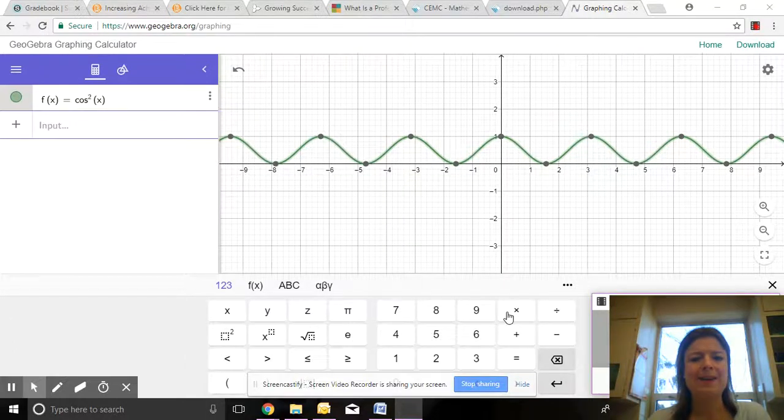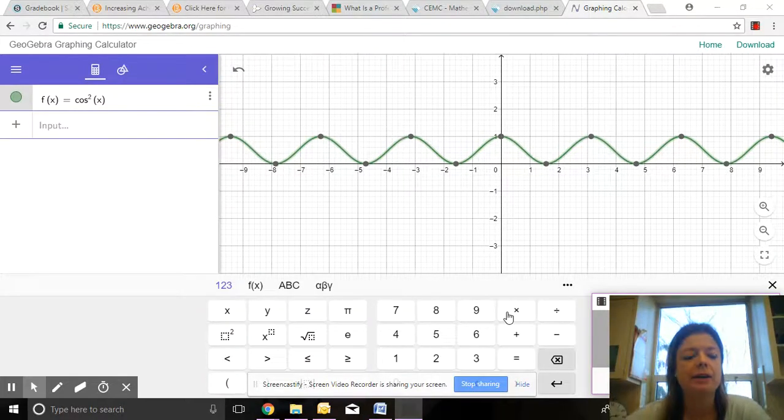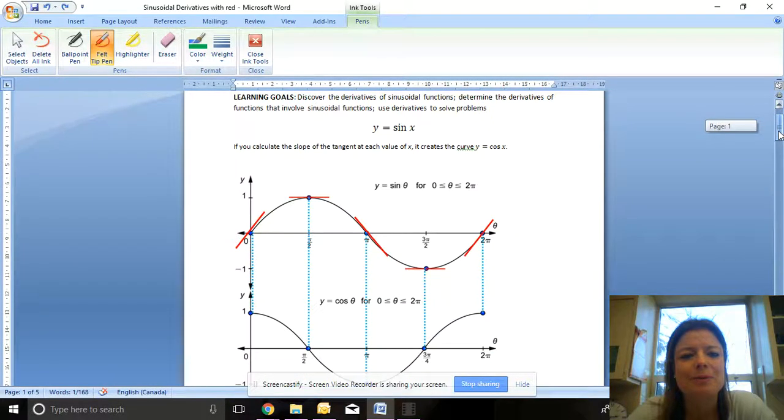Hi class, today we are talking about sinusoidal derivatives. So this is the derivative of sine and cosine. We're going to go through in your notes, developing why the derivatives of sine and cosine are what they are. And then we'll look at composite functions of sine and cosine and just do some differentiating, because why not? It's fun.